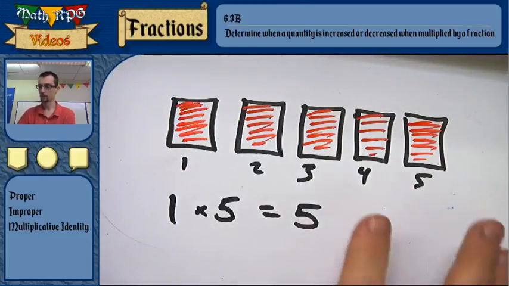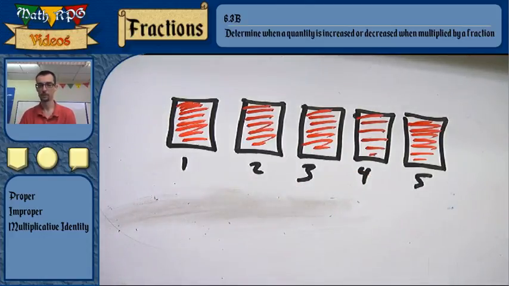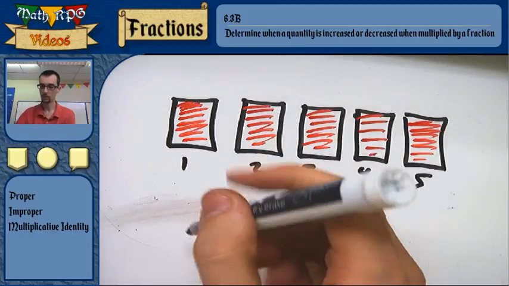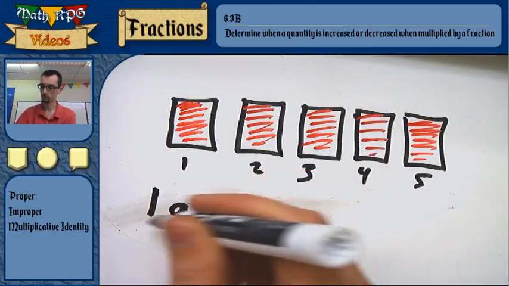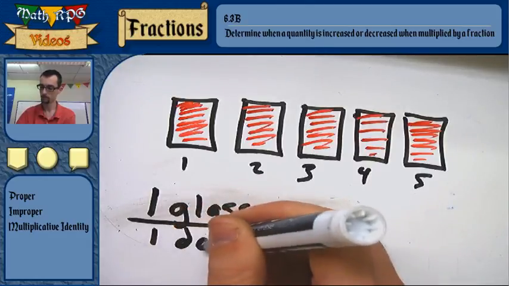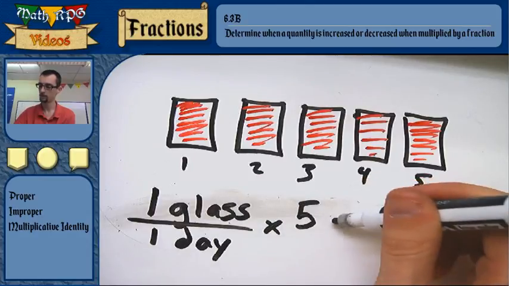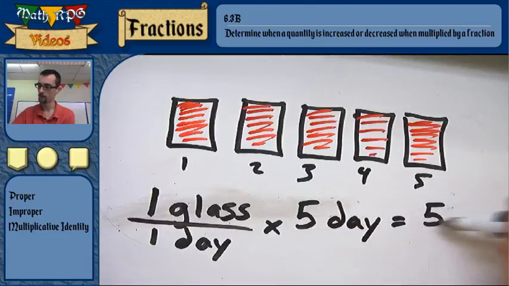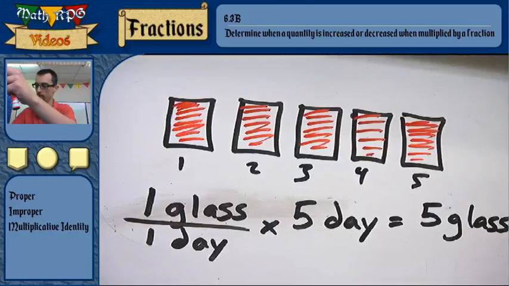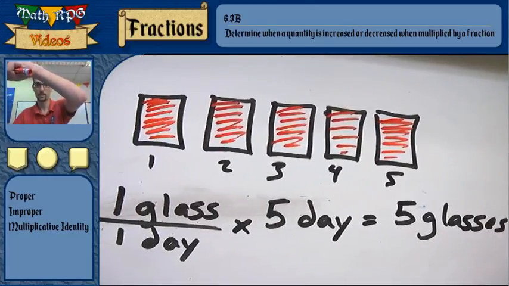So I could write this as 1 glass of orange juice times 5 days equals 5 glasses. And actually, I'm going to go ahead and write that out. I'm going to write my words. So 1 glass per day, right? 1 glass per day times 5 days equals 5 glasses. All right. Okay, easy enough, right? 5 times 1, 1 times 5 is 5.